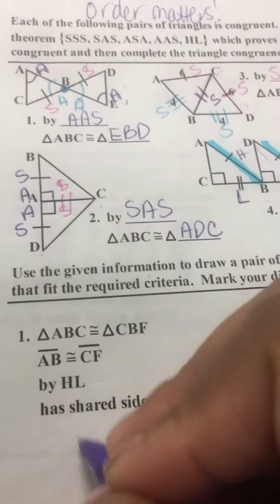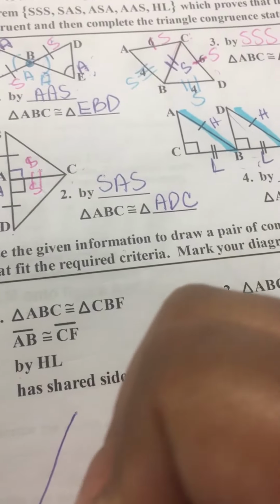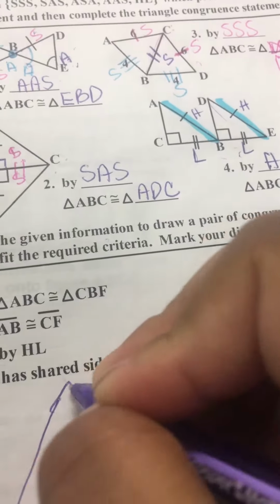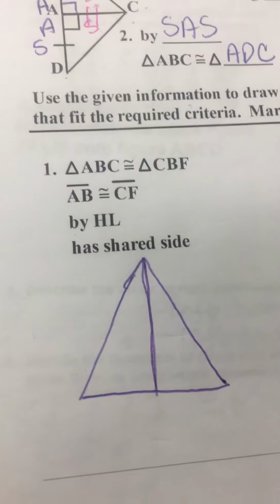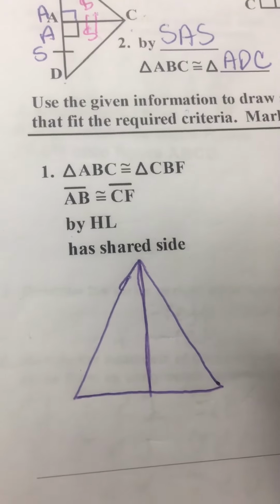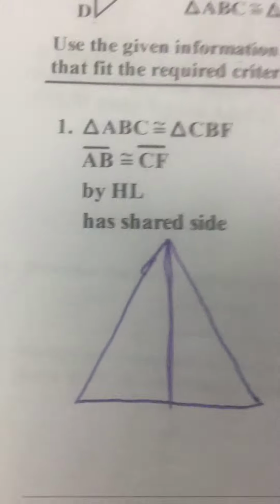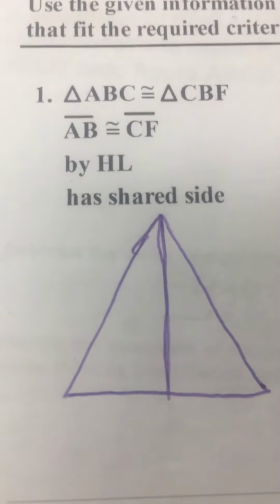Okay, last one, they just wanted you to draw your own triangle. So they said that there's a shared side. So that means you draw one triangle, and there's the shared side. And they said that it's ABC and then CBF. So you have to think to yourself, what's being shared? Okay, so let's see. We know that's equal and that's equal because it's HL.